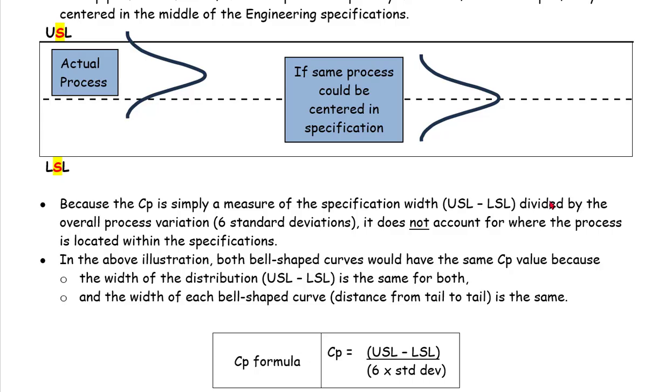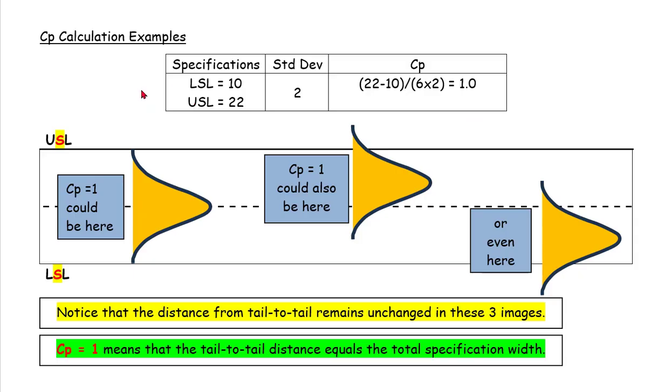And for the actual exam, I would give you the standard deviation because it's a bit difficult to calculate on one of those simple calculators. Here's a CP calculation example. Let's say that our lower specification, not control limits, is 10 and our upper specification limit is 22, and we determined our standard deviation to be 2. What is our CP? Well, you just take this minus this, 22 minus 10, divided by 6 times your standard deviation. You come out with 1.